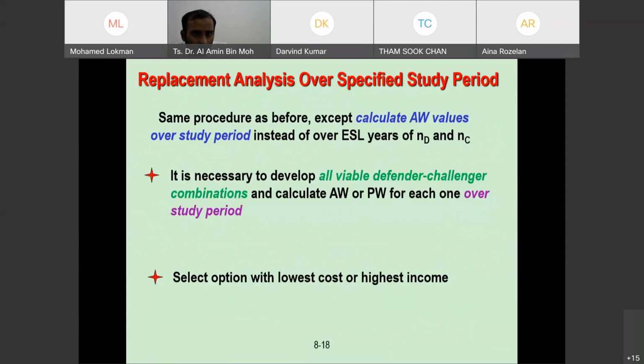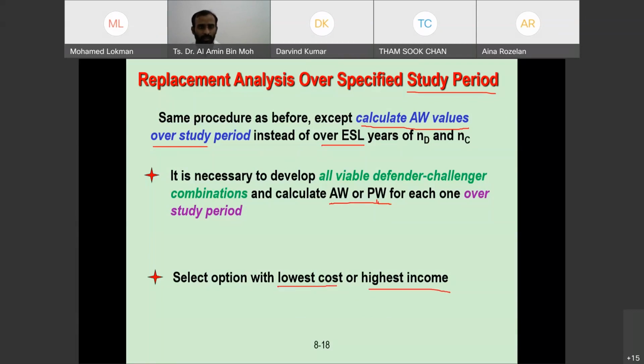Okay, replacement analysis over a specified study period. Now the study period is being mentioned. Same procedure as before, except calculate AW values over the study period instead of over ESL. It is necessary to develop all viable defender-challenger combinations and calculate AW or PW. In this case, you can also use PW, but to be safe, just use AW for each one over the study period. Then select the option with the lowest cost or highest income.